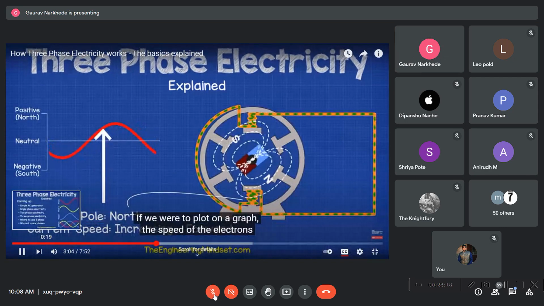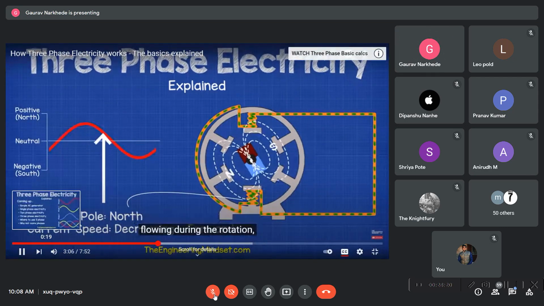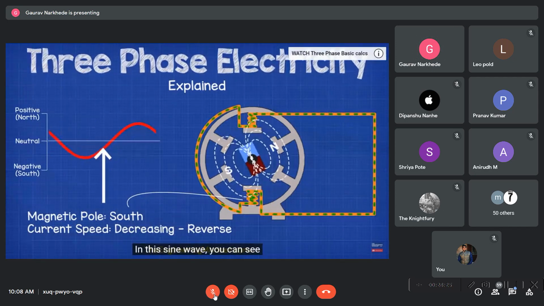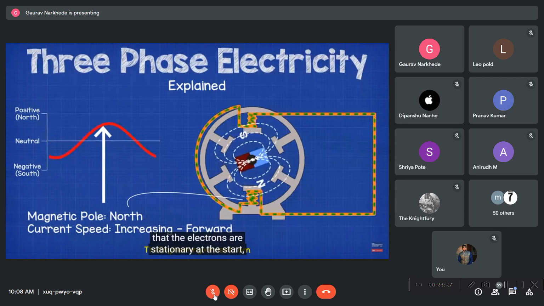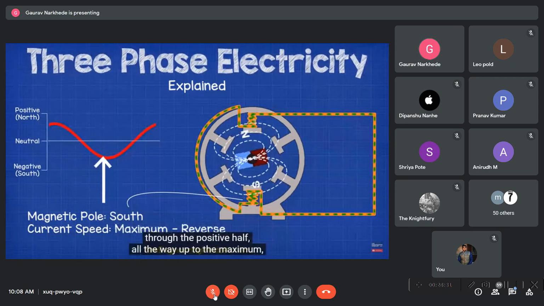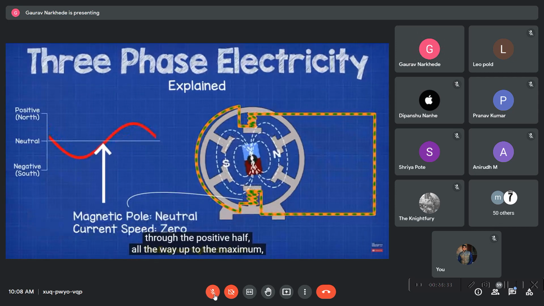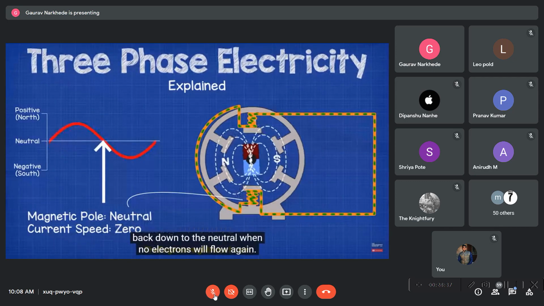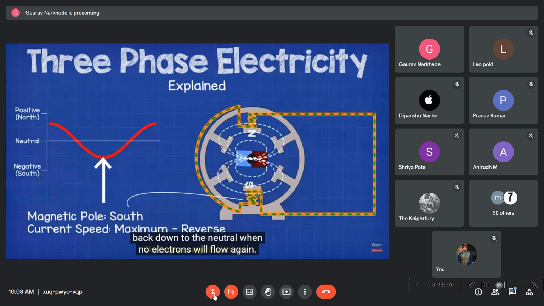If we were to plot on a graph the speed of the electrons flowing during the rotation, then we would get a sine wave pattern. In this sine wave, you can see that the electrons are stationary at the start in the neutral zone, and then the speed increases through the positive half all the way up to the maximum, and then it begins to decrease all the way back down to the neutral, where no electrons will flow again.